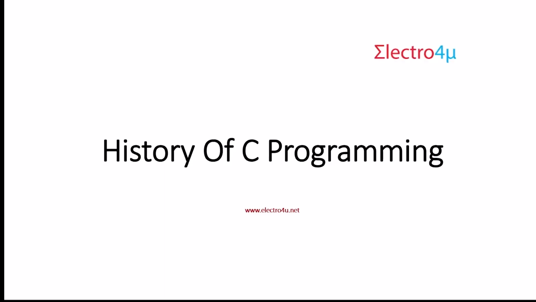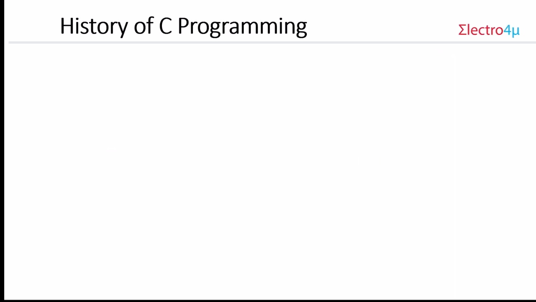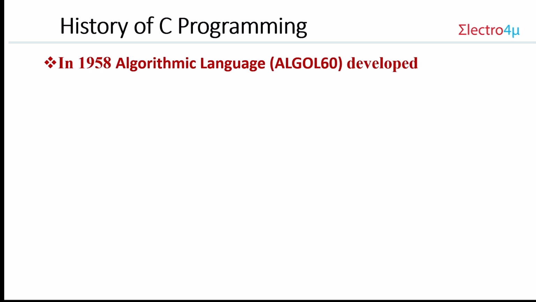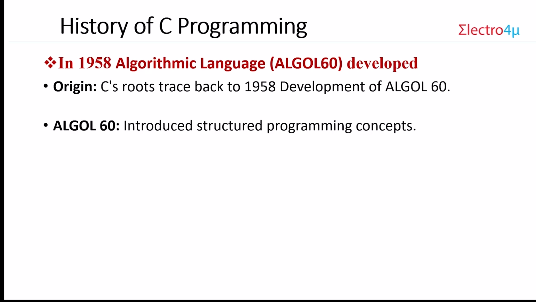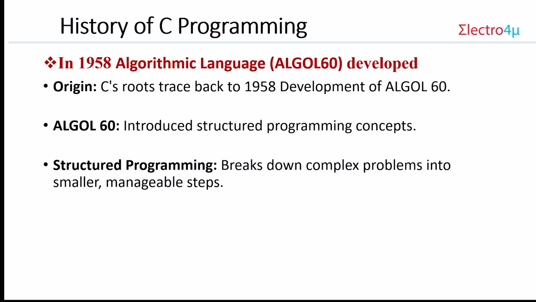History of C programming. Before we begin our discussion of the history of C programming, let's take a look at some of the programming languages that contributed to the development of C programming. The first one is ALGOL 60. The root of C programming can be traced back to 1958 with the development of ALGOL 60. This pioneering language introduced the concepts of structured programming. These concepts break down complex problems into smaller and more manageable steps using sequence, decision, and repetition.